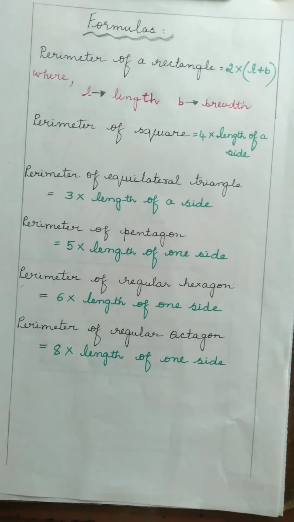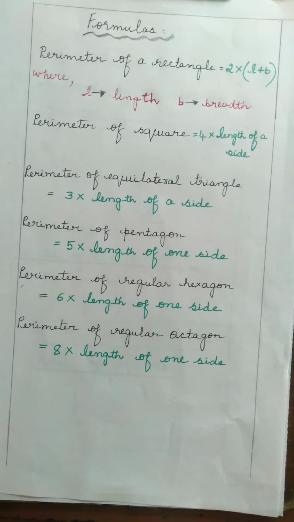Now the next point is the formulas for the perimeter of the rectangle, square, equilateral triangle, pentagon, regular hexagon and regular octagon. Children, the rectangle is very familiar to you all. In a rectangle, opposite sides are equal and it has length and breadth. Therefore, a rectangle is a two-dimensional figure, and in a rectangle, each angle is equal to 90 degrees.